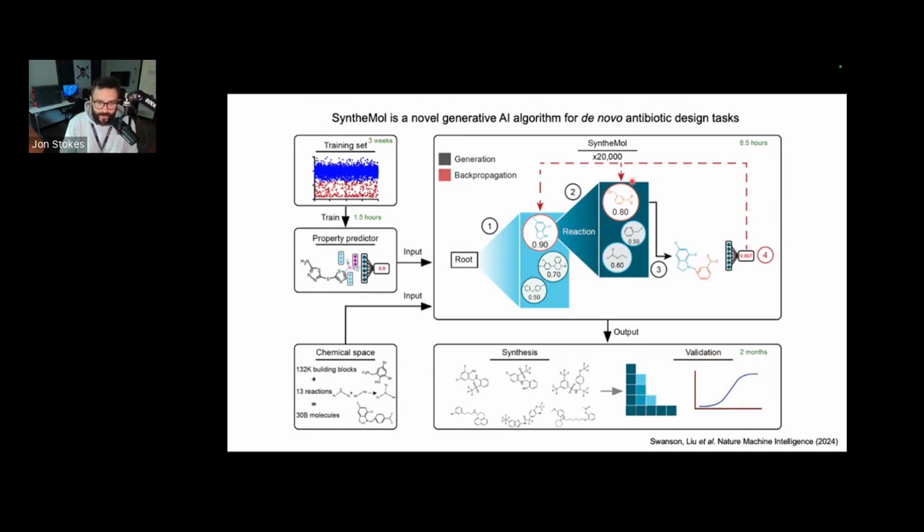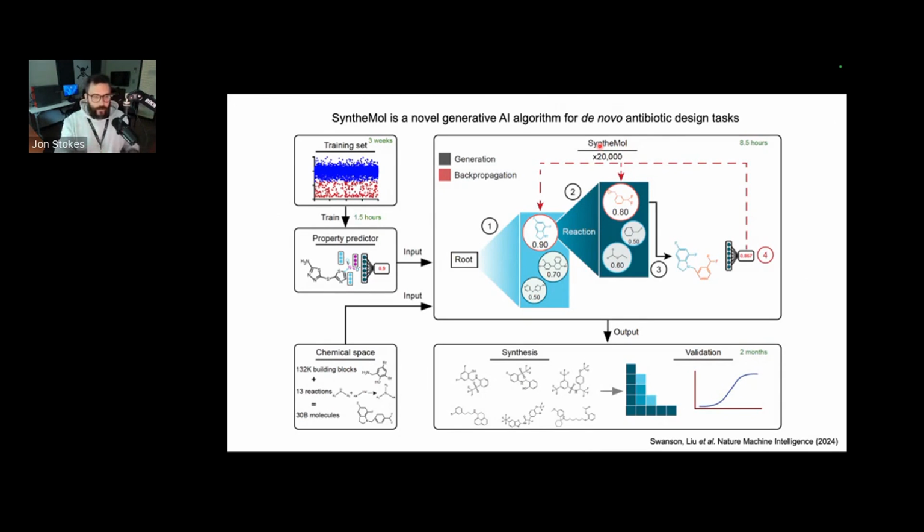And in the antibiotic space, given the economic disincentives to making antibiotics, ideally making molecules that are synthetically tractable at scale for relatively low cost is sort of the gold standard that we're chasing. So to achieve this, we developed more recently, this was published earlier this year in Nature Machine Intelligence, this algorithm called Synthmol. Synthmol is a generative AI algorithm for the de novo design of antibiotics.